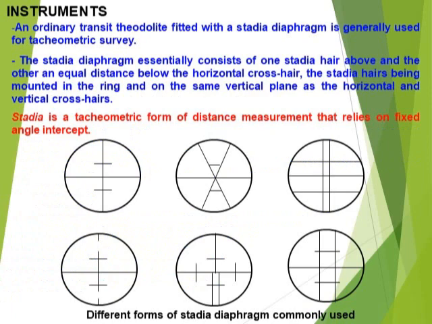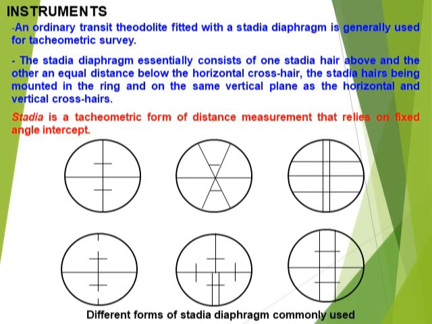Now, the instrument used in tacheometric surveying is basically an ordinary transit theodolite fitted with a stadia diaphragm, which is generally used for tacheometric survey. The stadia diaphragm essentially consists of one stadia hair above and the other an equal distance below the horizontal crosshair. The stadia hairs are mounted in the ring and on the same vertical plane as the horizontal and the vertical crosshairs. Stadia is a tacheometric form of distance measure that relies on a fixed angle intercept.